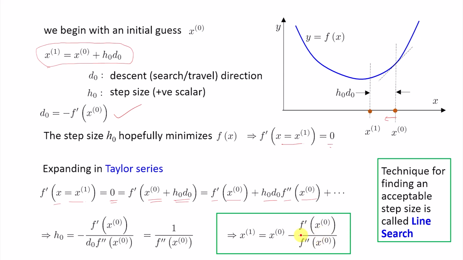But we need to know the f prime and f double prime of the function. And indeed, the function must have f prime and f double prime. If the function doesn't have these derivatives, then we cannot use this method.